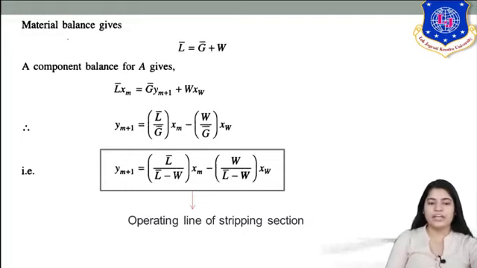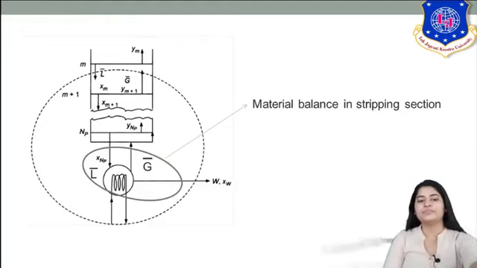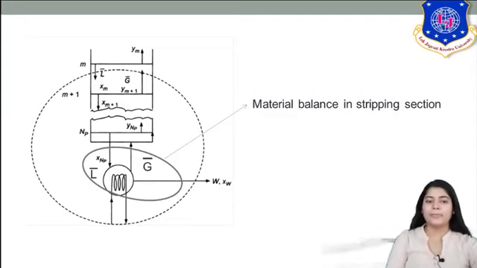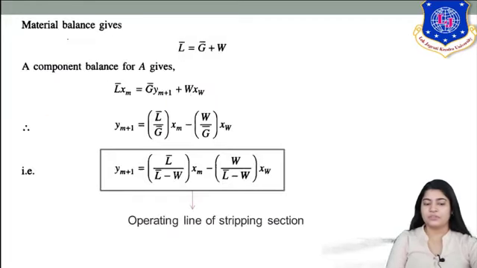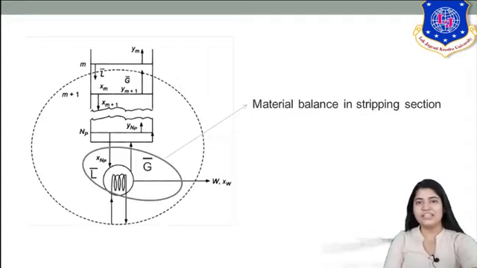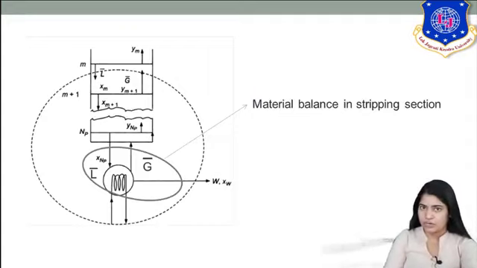Similarly, now component A balance for any M plate, okay? So you can see component balance is over this whole envelope, okay, dotted line. So for plate M you can see, okay. So for plate M we are doing the component balance. So you can see from here L bar XM is equal to G bar YM plus 1 plus W XW. From here you can see what is leaving. One is your residue product, okay.